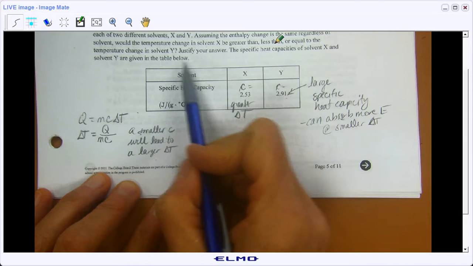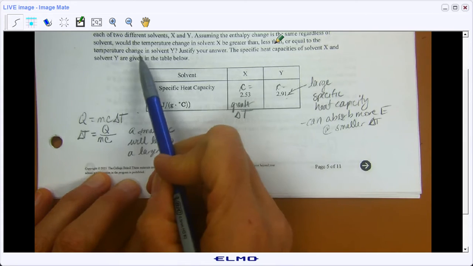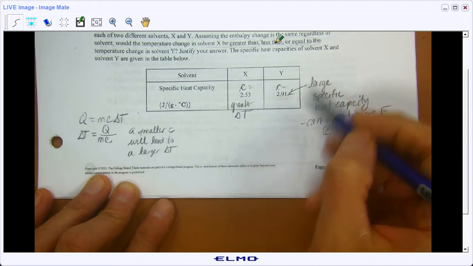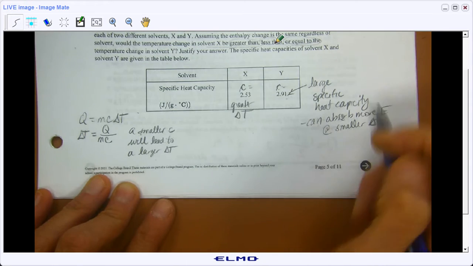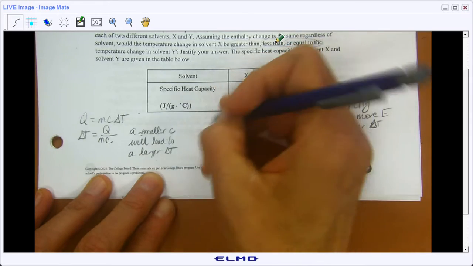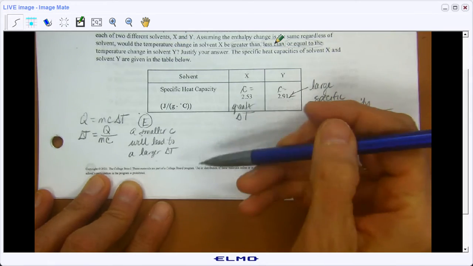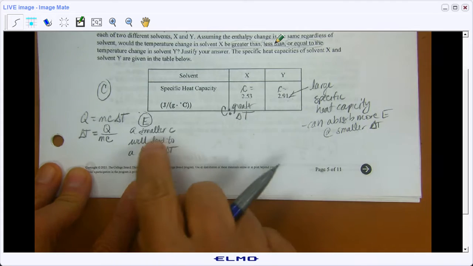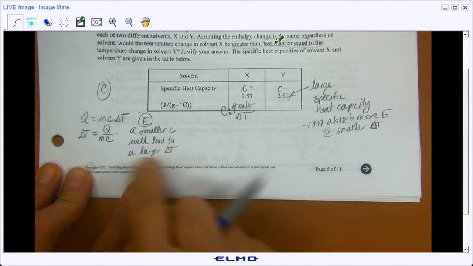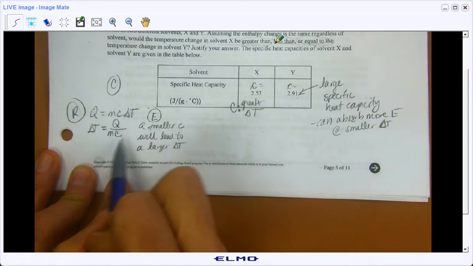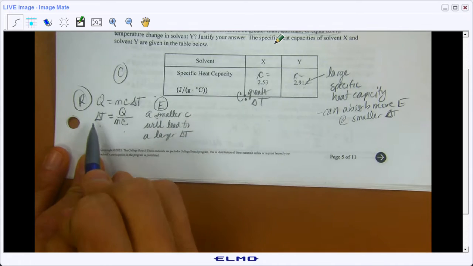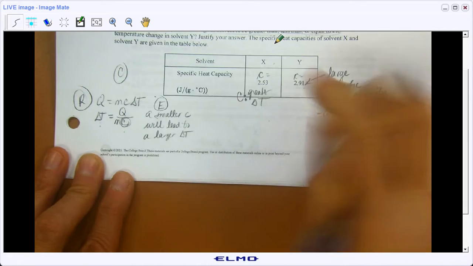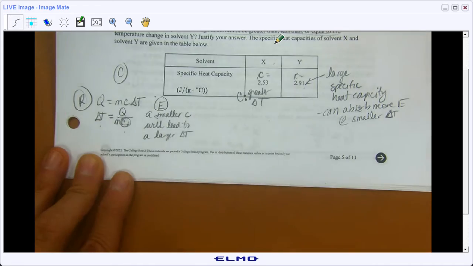So what is the question? Assuming the enthalpy change, okay. Would the temperature change in solvent X be greater than, less than, or equal to? In X, it's going to be greater than. And justify your answer. Here's my C, my claim. My claim, it's greater than. And the evidence is that X has a smaller C. And then my rationale is using the equation. And see, here's another, use the equation that they give you. Delta T is Q over MC. C for X is smaller, and it's in my denominator, so it's going to give me a larger delta T.